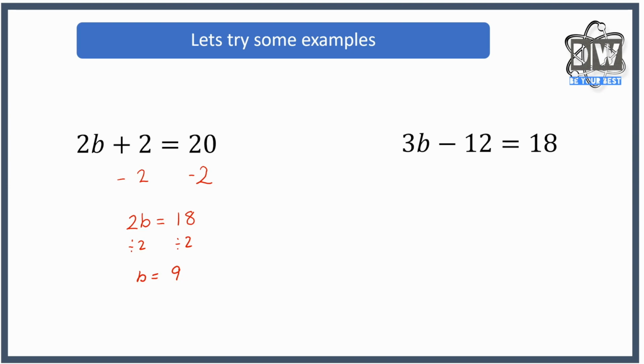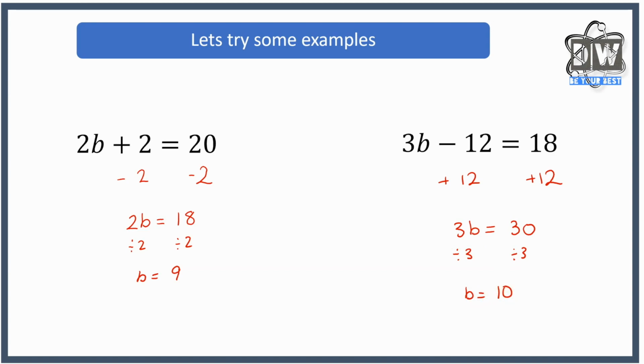Okay, so let's give this a go. So we're going to plus 12 to both sides. And that will give us 3b equals, what's 18 plus 12? Well, that's 30. And then we're going to divide by 3 both sides to make sure we're balanced, and we're going to end up with b equals 10.